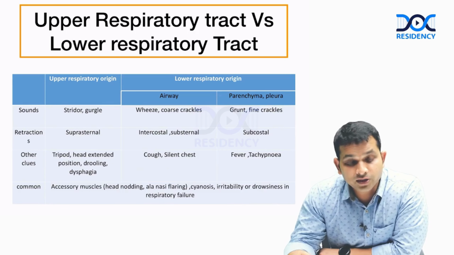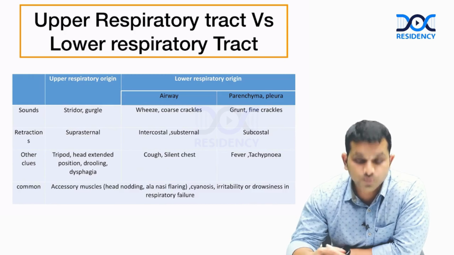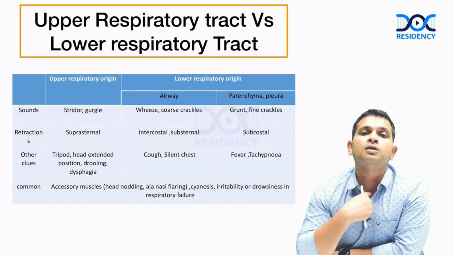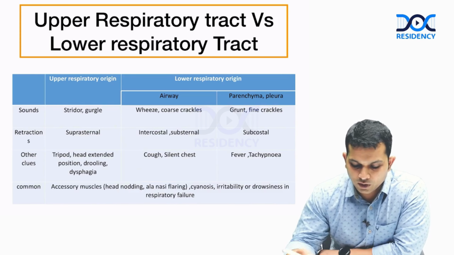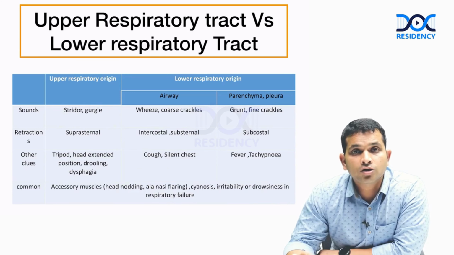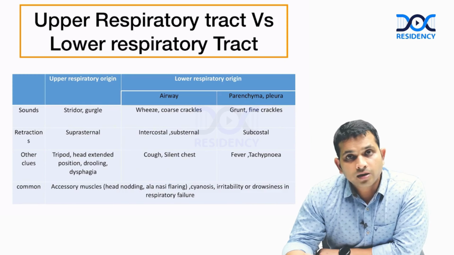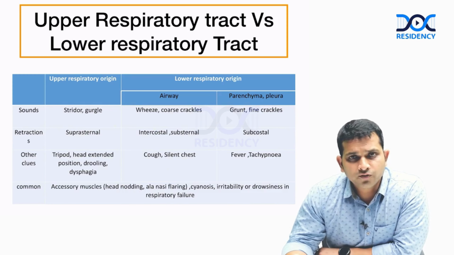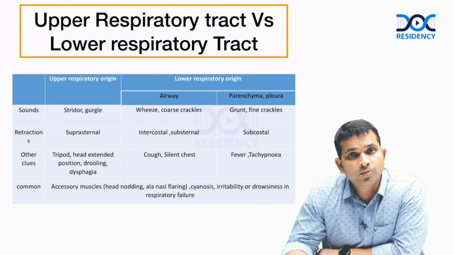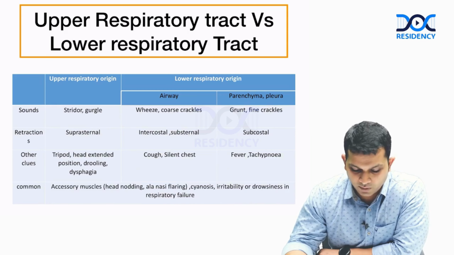The retraction we see in the upper respiratory origin is suprasternal retraction. Suprasternal is here. It goes like this. And when we talk about the lower respiratory origin, we see intercostal or subcostal retractions, and sometimes sternal retractions. So there are different types of retractions. We are going to talk about how, depending upon the retraction, to differentiate between work of breathing.